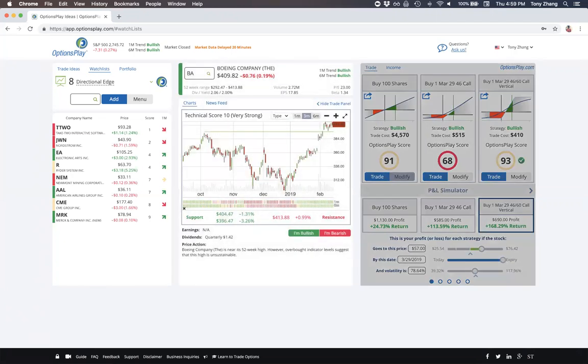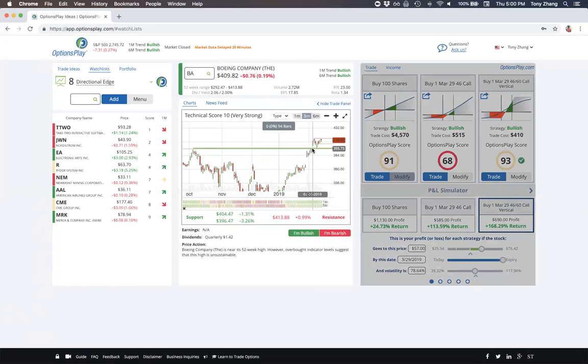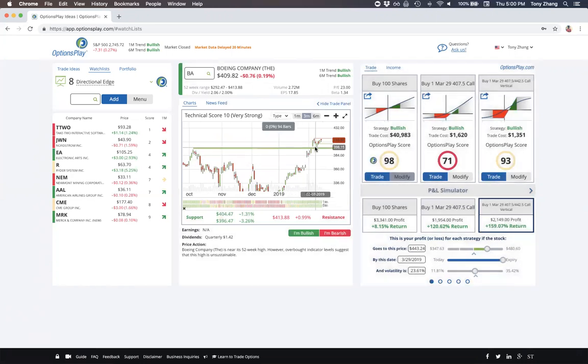Next, Boeing. This stock maybe has some good news in the fact that Airbus is really not doing very well. It broke out above to 52-week highs just last week. The 1 month and 6 month trend is bullish, with a technical score of 10, one of the strongest stocks in the market. These are strong bullish opportunities.